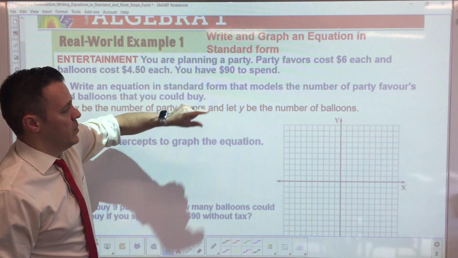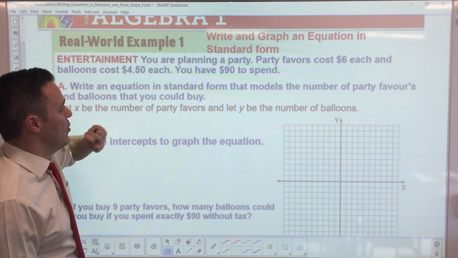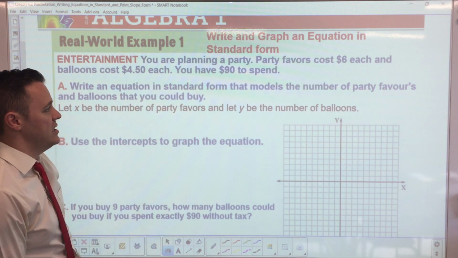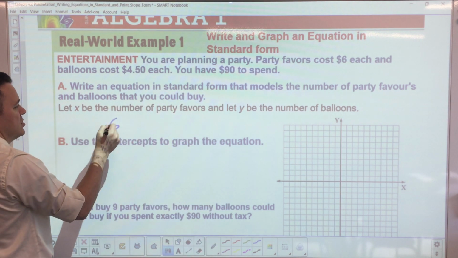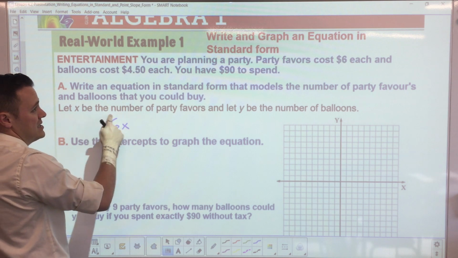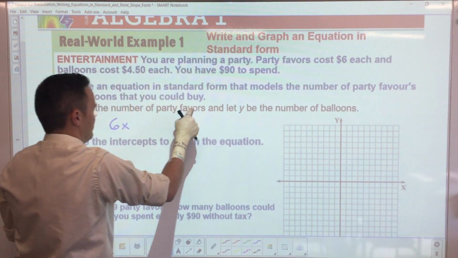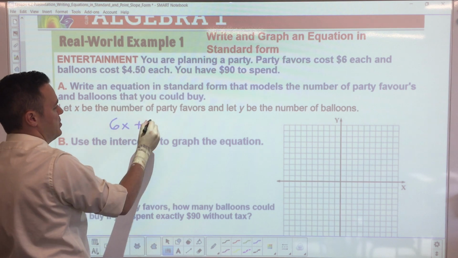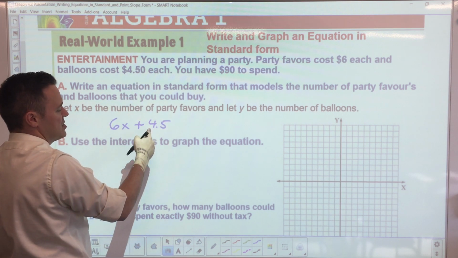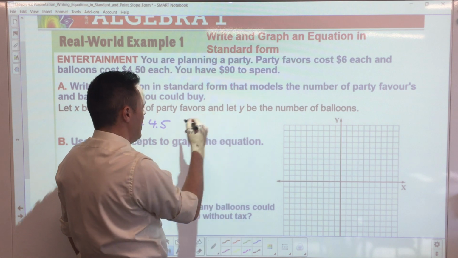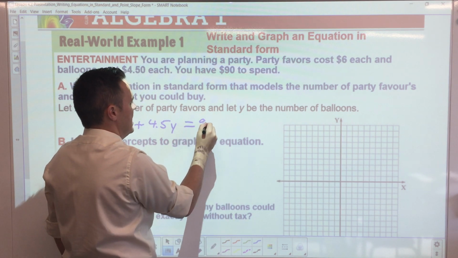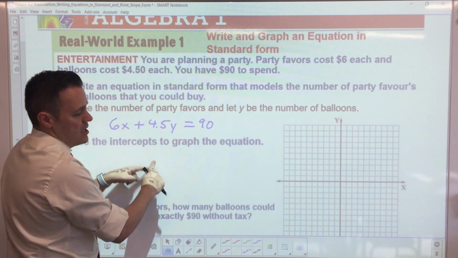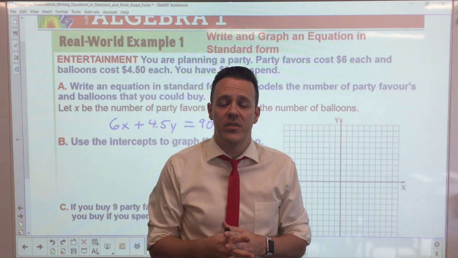Party planning. Party favors are $6. Balloons are $4.50. You spend $90. Write the equation in standard form. So it's going to be 6x, because that's the cost of each party favor, and each party favor is x, plus the cost of each balloon, which is $4.50, so it's just 4.5y, and let y be the number of balloons, equals 90.